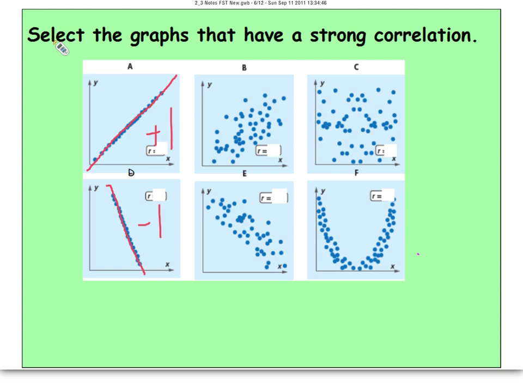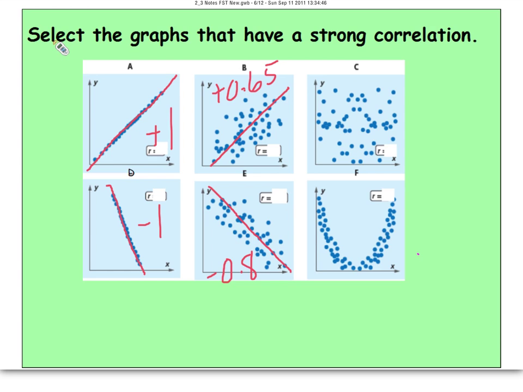If we go to B, this one is going upward, so it's positive. It's somewhat close, maybe give or take positive 0.65 or 0.7, somewhere in that range. This one here is going downward. It's a little bit tighter than the one right above it, so I'd give it a little higher number, but it is going to be negative. Let's say -0.8.